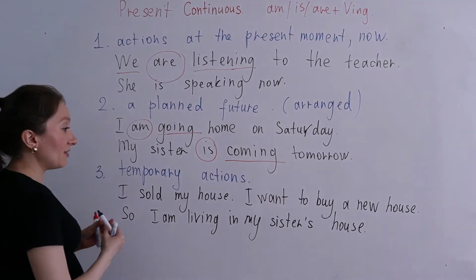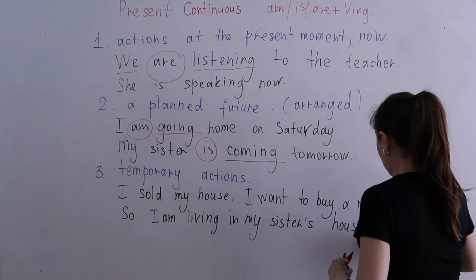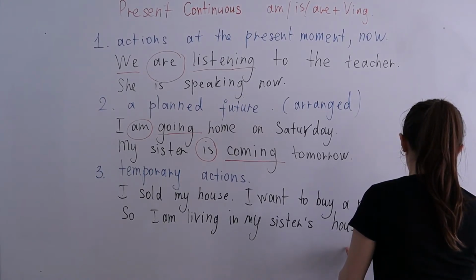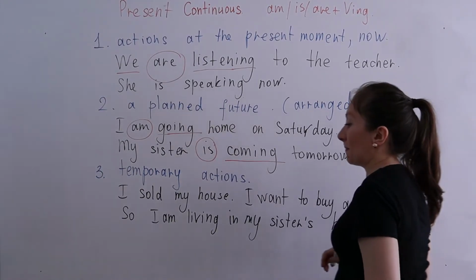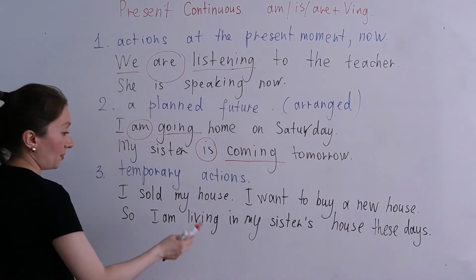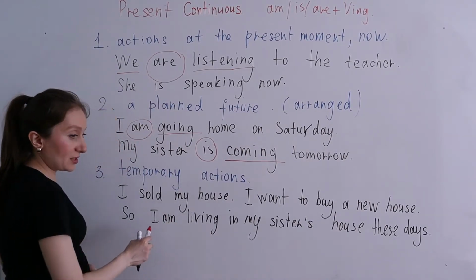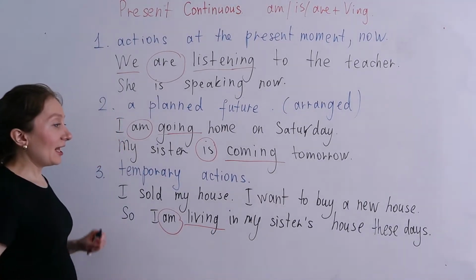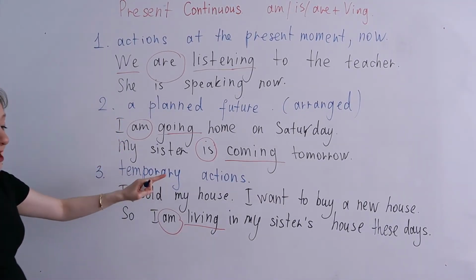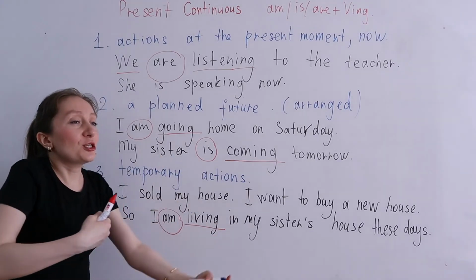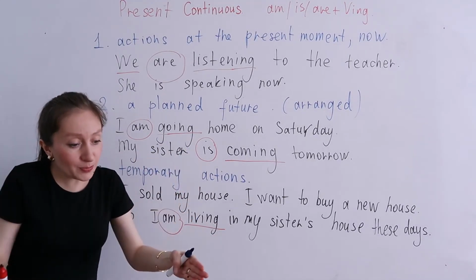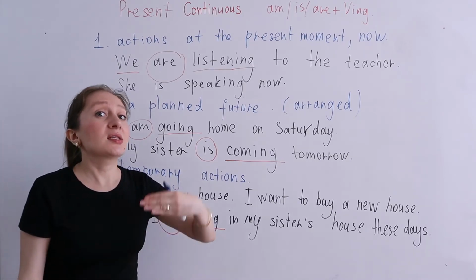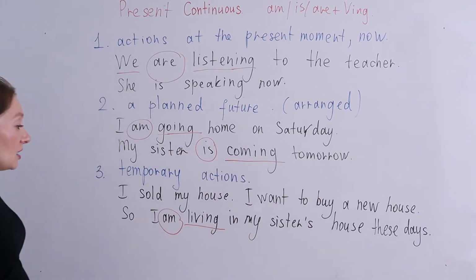So I'm living in my sister's house these days. Right? So you have the verb to be. This is present continuous, right? I am living. Temporary actions, they are changeable. They will change. For this period, because of these conditions, you are living in somebody's house, right?